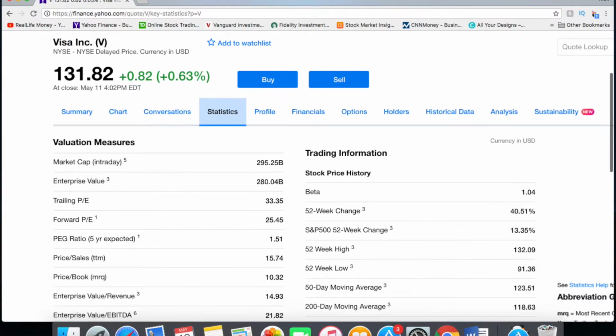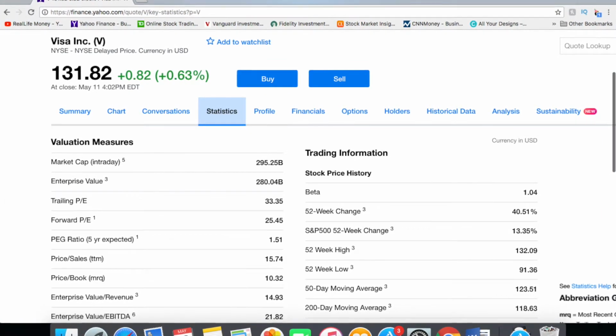So I'm going to give you examples because that's how I learn. I don't know what anyone's talking about until I see some stuff. So I'm going to be showing you some companies that we all know, some credit card companies. The first one we got going on is Visa, so we can see their PE ratio.